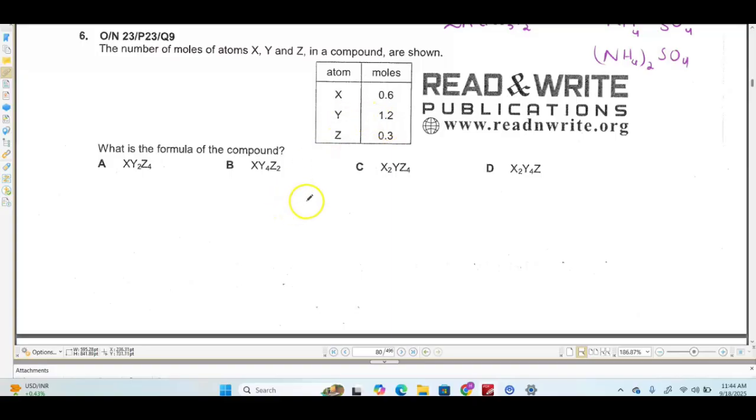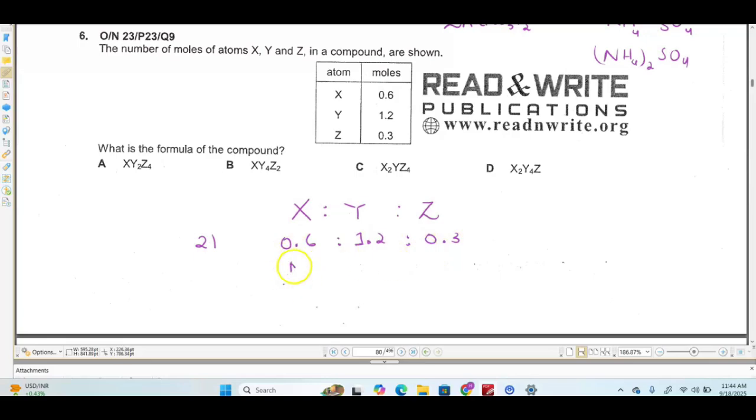So what we are going to do is write X, Y and Z over here and their molar ratios beneath them. So X's molar ratio is 0.6, Y's molar ratio is 1.2 and Z's molar ratio is 0.3. So this was the second step over here. Now the third step was to divide all these molar ratios by the molar ratio which was the smallest out of all the ratios. So 0.3 seems to be the smallest.